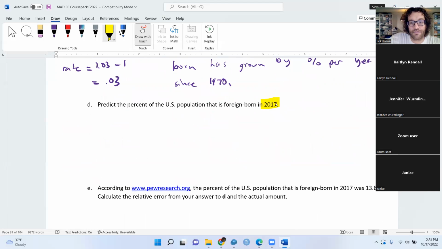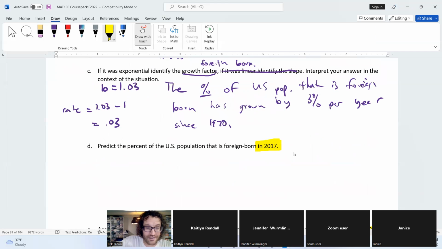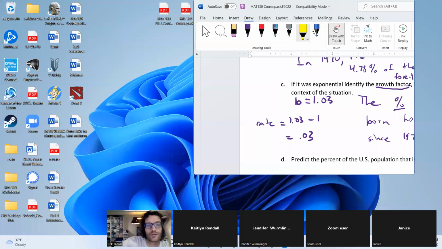Now notice you all, I fixed a typo here. This says predict the thing. Yours says 2016, but then down here I gave you a 2017 number. So you really need to do the prediction for 2017. Do you all know what to do with that? Or do you know how to do that?